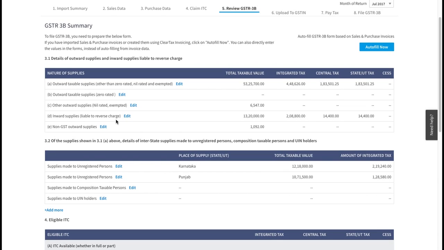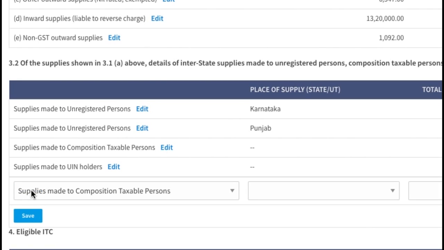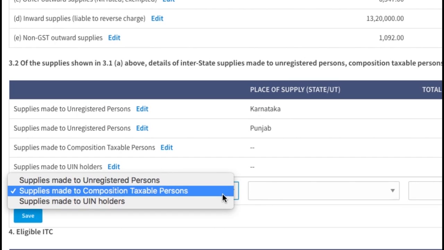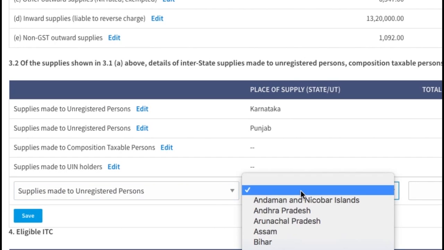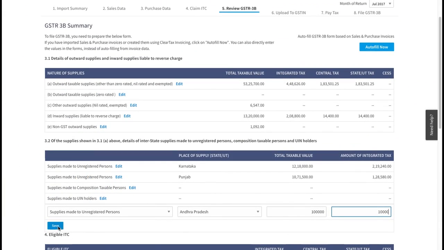Since you also need to mention place of supply for each supply, an option has been given to add more entries and show all supplies made, even to more than one state. Click on Add More. Here you see an option to select the nature of supply for which you wish to add more entries. Select the nature of supply, fill the details, and click on Save.